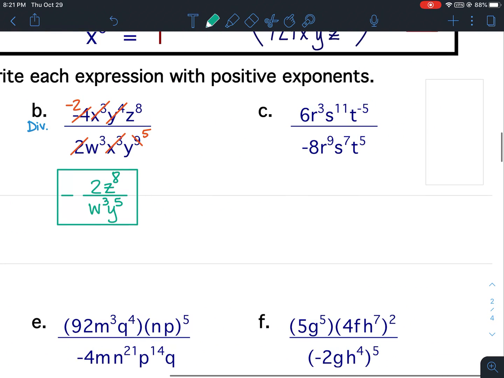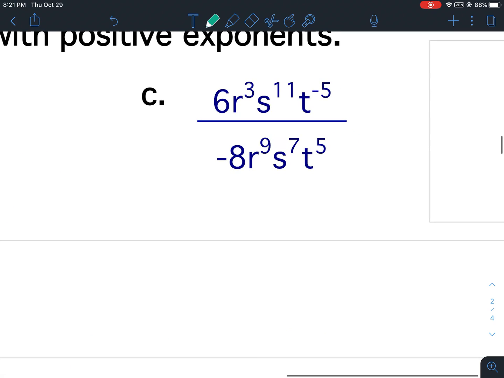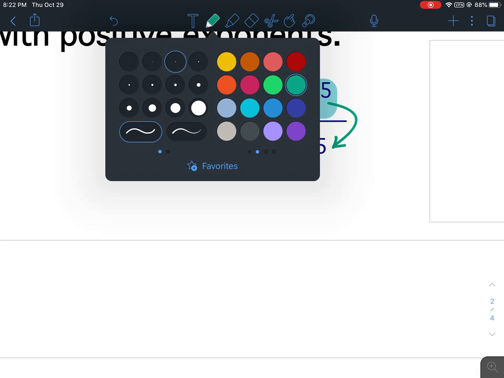All right, for C. See this negative exponent right there? I want to take care of that first. All right, so you can circle it. I'm going to highlight it. I want that to be positive before I do anything. So because I want that to be positive, I'm going to move it to the denominator. And that's the only thing that moves. That's the only thing that has a negative exponent. Everything else will stay where it is.